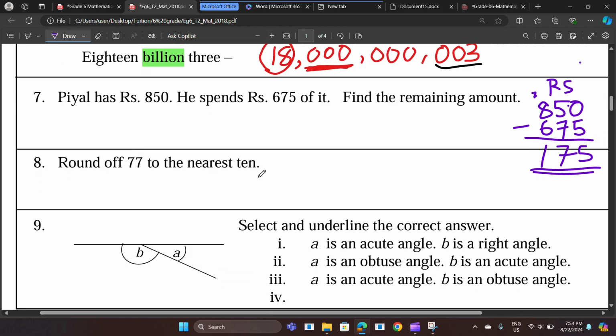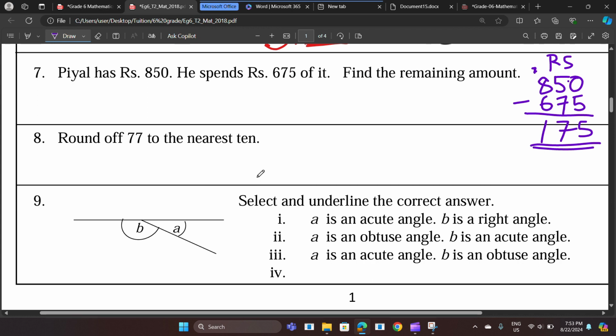Okay, let's discuss the 8th part. Round off 77 to the nearest 10. Nearest 10. Okay, when we say nearest 10, we have to round off in the form of a multiple of tens. So you have to round off this number 77 to a multiple of 10.